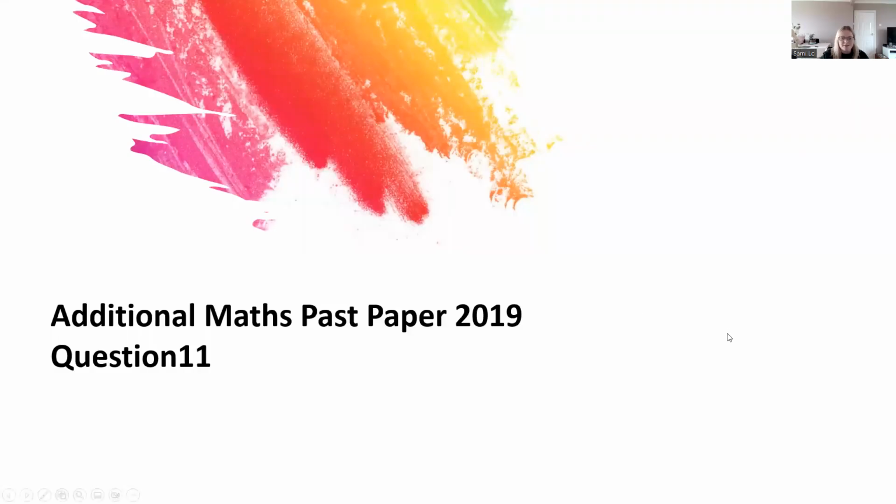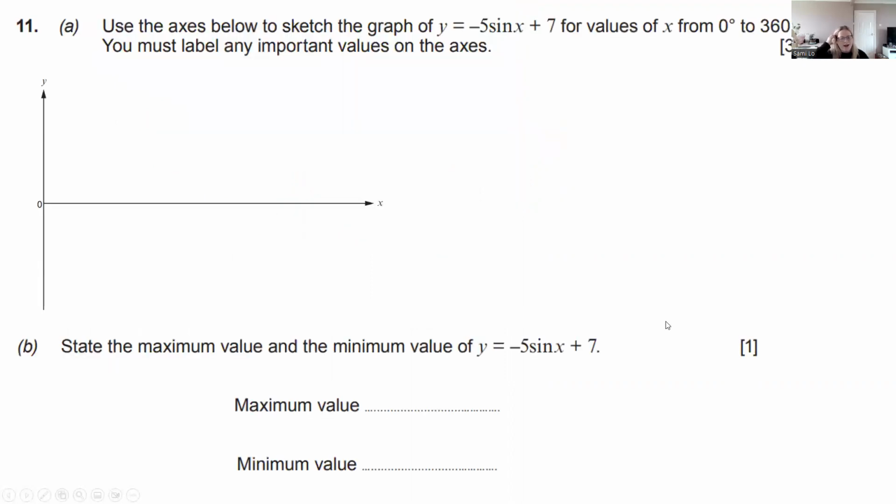Question 11 of the Maths Additional Paper 2019. So we're looking at sine graphs for this one, and I don't want you to be afraid of this question because it does look a little bit scary. It's telling us it wants the values from 0 to 360.